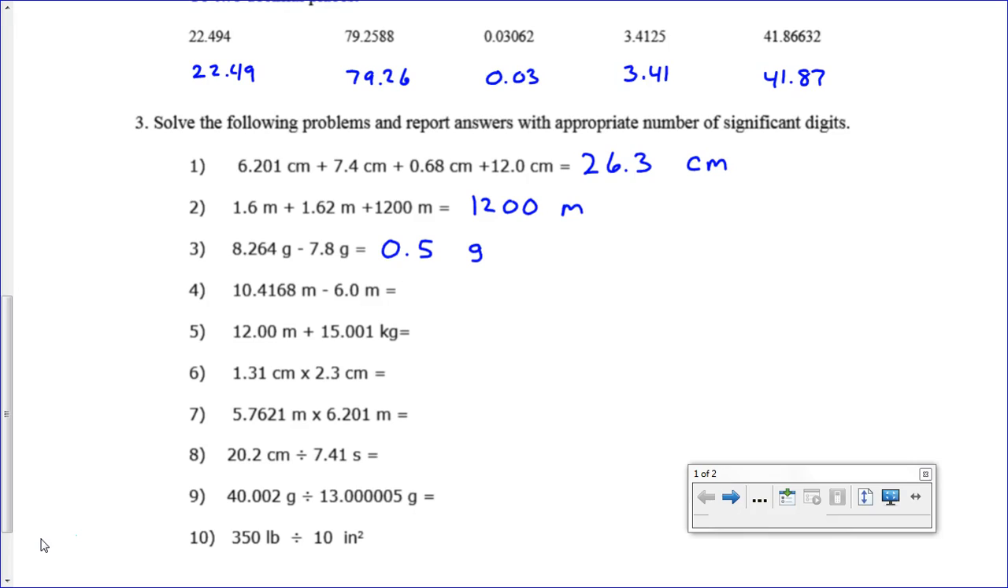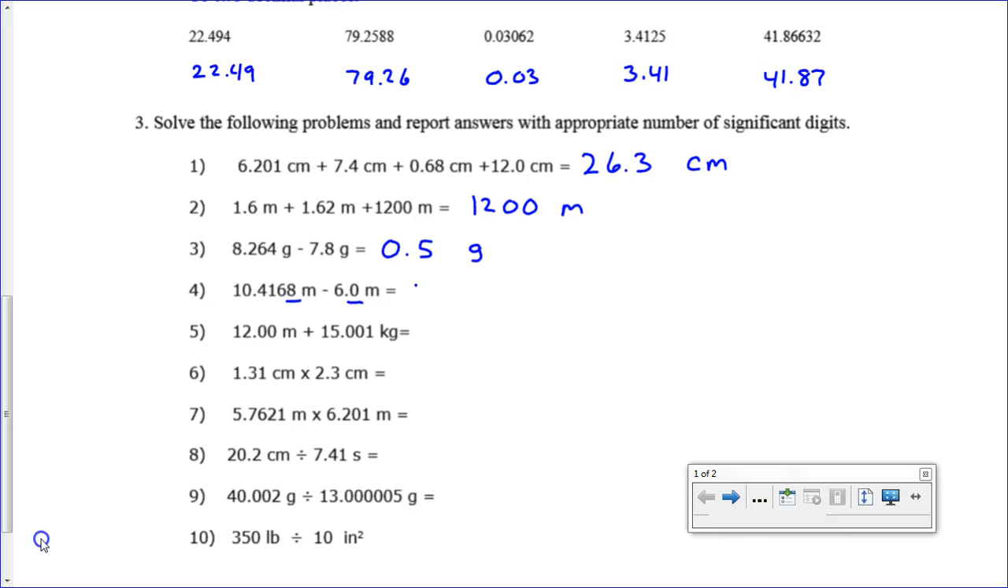The next one is a subtraction problem again, so again we're looking at decimal places. This one goes out to the 10,000ths place. This one goes out to the tenths place. The tenths place is obviously less precise, so our answer should go out to the tenths place.